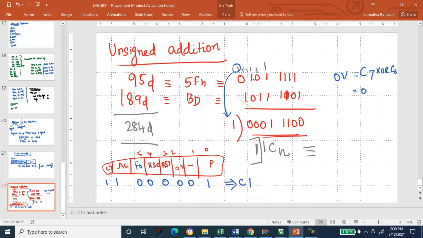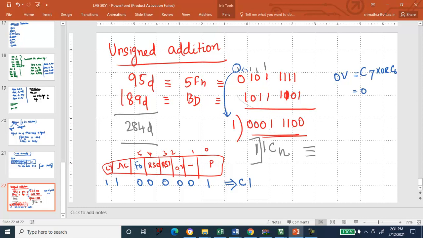So both are 1. And we know XOR gate is nothing but for dissimilar inputs only you will be having 1, but we have both 1, both are similar inputs. So your overflow flag will be set to 0. So overflow flag is 0, and this is also reserved for future use, that will also be 0. And what is your parity flag? Now your parity flag will be set to 1 for odd parity in case of 8051.